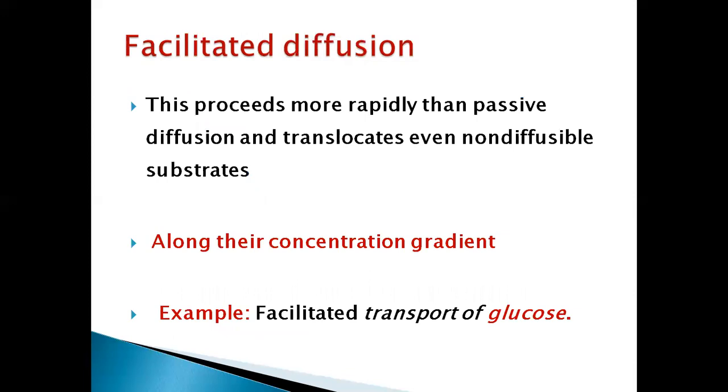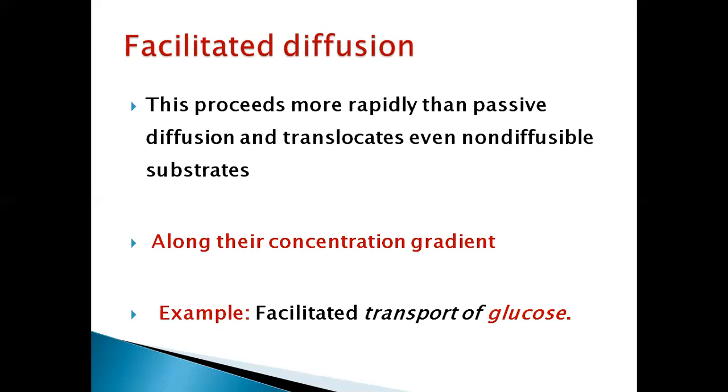Facilitated diffusion. This is a type of carrier-mediated transport and does not require energy. The drug attaches to a carrier in the membrane, which facilitates its diffusion across the membrane. The transport of molecules is from the region of higher to lower concentration. For example, transport of glucose across muscle cell membrane by a transporter GLUT4.